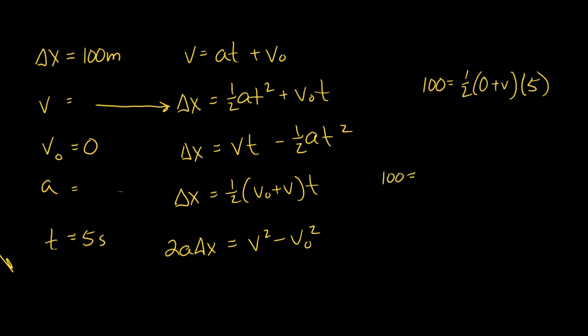100 equals 1/2 times a times 5 squared plus 0 times 5. Yep, looks like it'll do it in a single step. Everybody follow along okay?